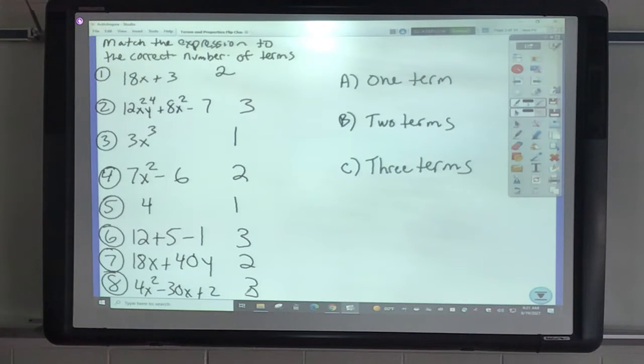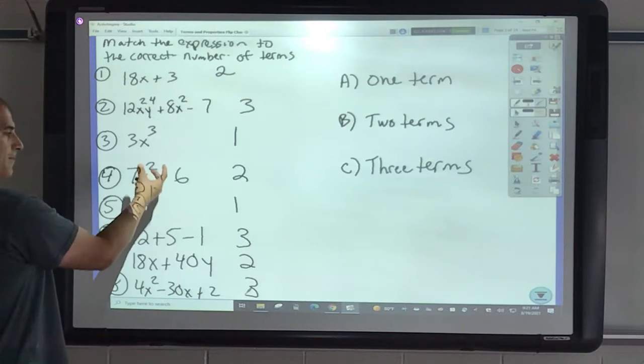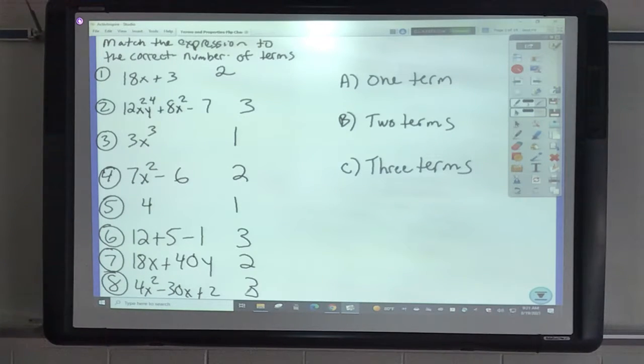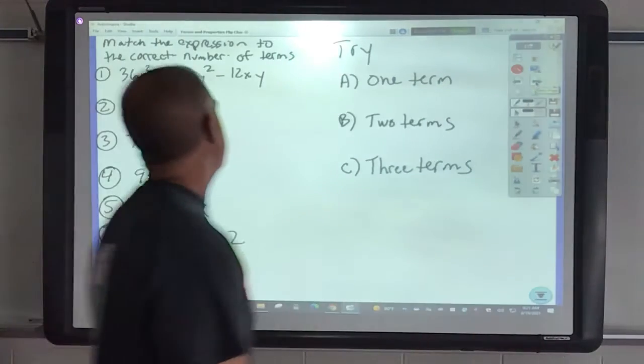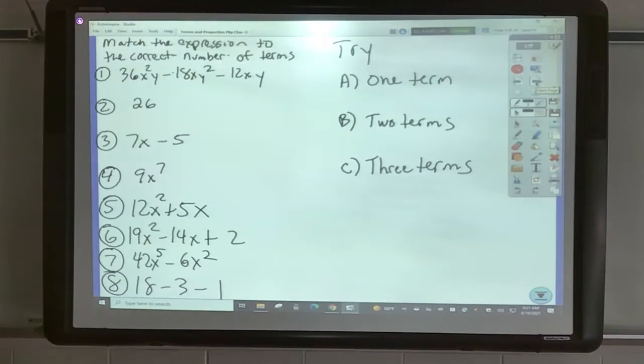So that gives you an idea of how many terms. The number of operations will dictate the number of terms. As far as what separates the terms, it's the operations. So that's how you can count. So what I'd like you to do is go ahead and pause your video, go to Go Formative, and answer these questions.